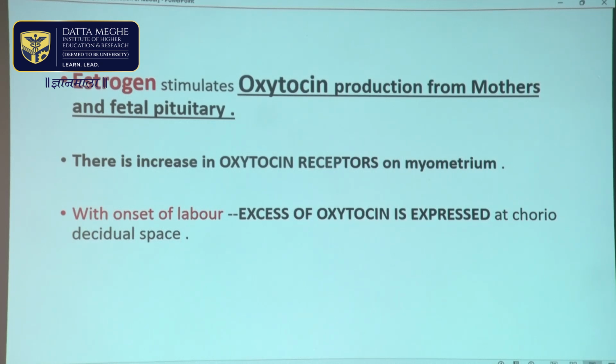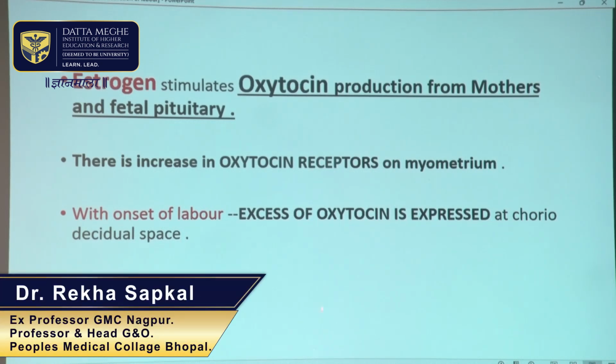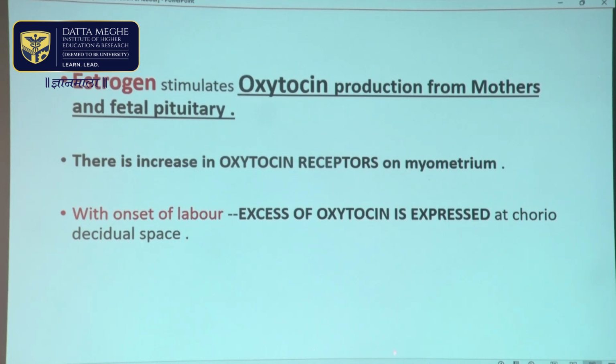Estrogen stimulates the oxytocin production from the mother's pituitary and fetal pituitary also, and there is increase in the oxytocin receptors in the myometrium due to increased production of oxytocin. With the onset of labor, this excess of oxytocin is expressed at the chorion also and decidual space.